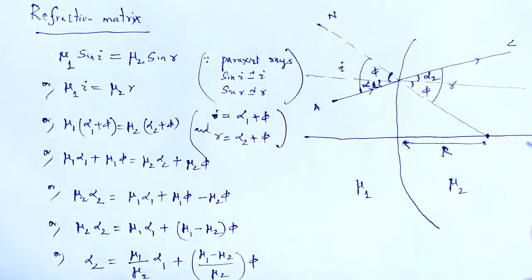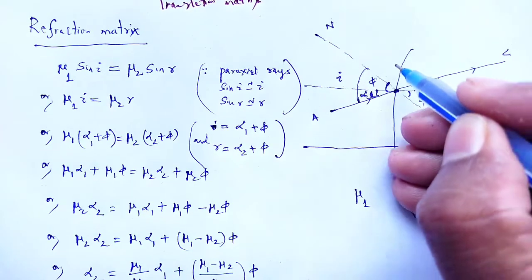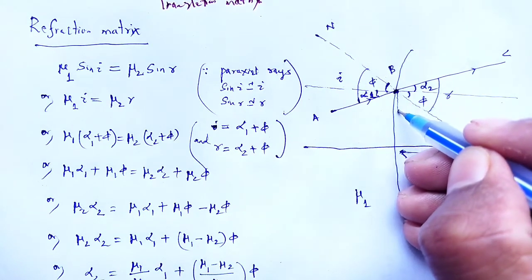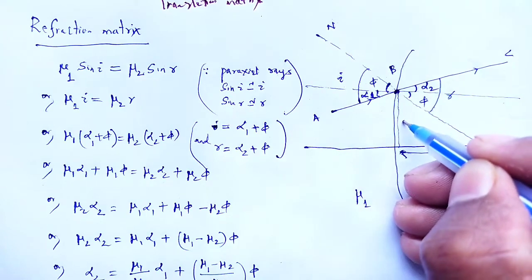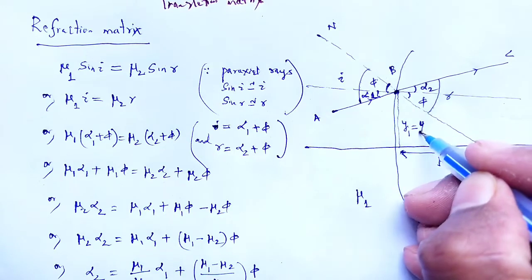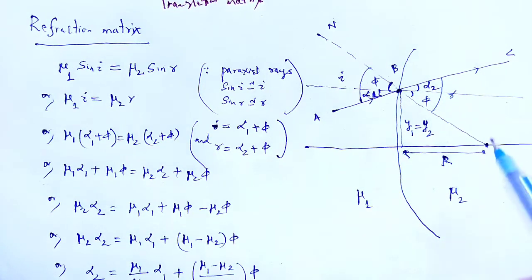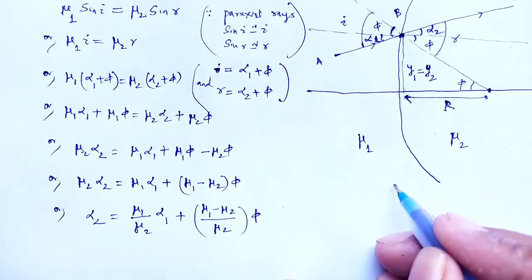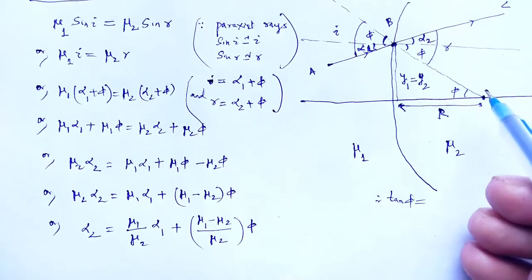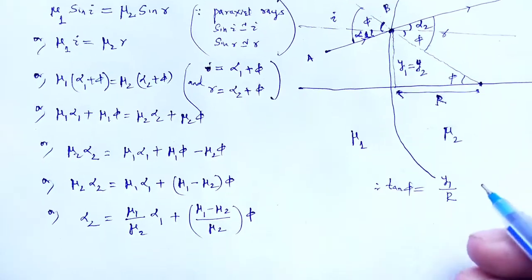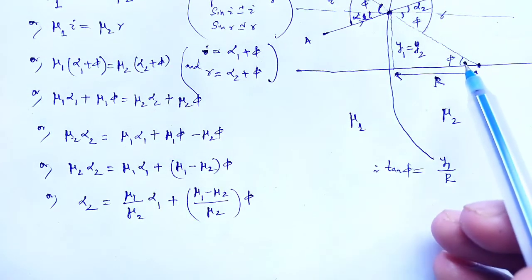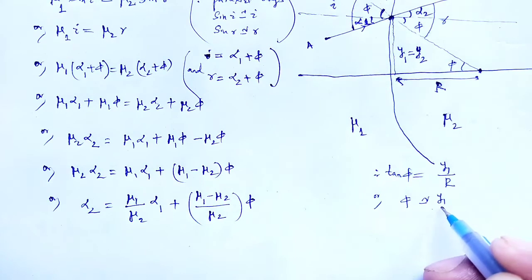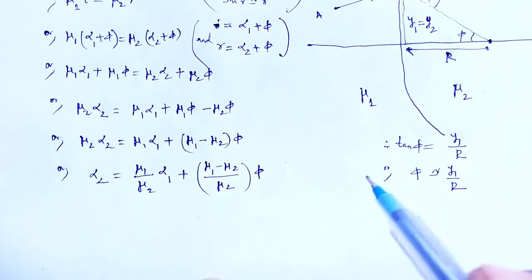Look here, let the point be here at a height y1 for this medium and y2 for that medium; y1 is equal to y2 here. If we take this angle, taking the tan of this angle, tan phi is equal to y1 divided by r, or y2 divided by r. As we take paraxial rays, phi is very small, so phi is nearly equal to y1 by r. So instead of phi, we can substitute y1 by r.